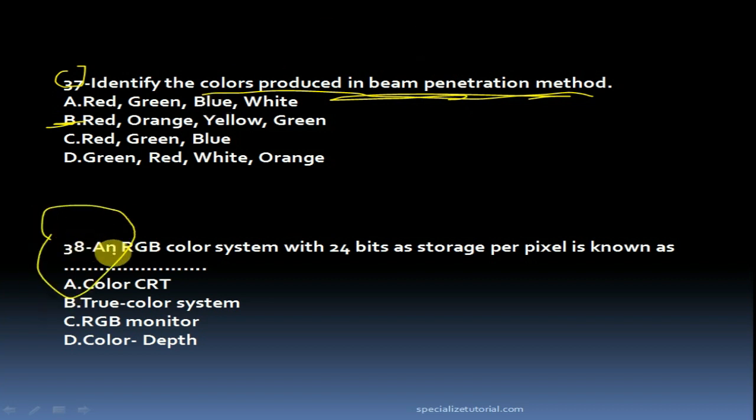So question number 38. In an RGB color system, red, green, blue, 24 bits of storage per pixel is known as what? The options are color CRT, true color system, RGB monitor, and color depth. So B, true color system.